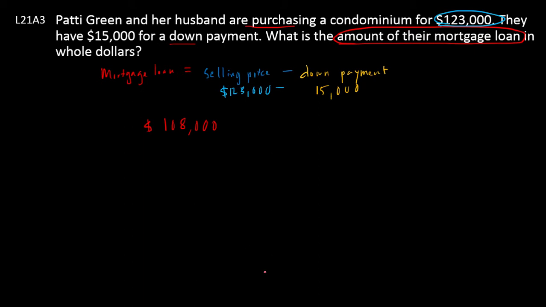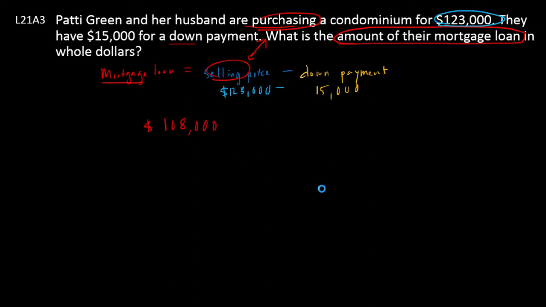So pretty straightforward. Watch out for terminology here. Sometimes, as you can see, purchase price, selling price, these are equivalent and interchangeable. You may see things for mortgage loan, they may say what was the amount financed instead of the amount loaned. So watch out for things like that where terms can sometimes be interchangeable and equivalent.